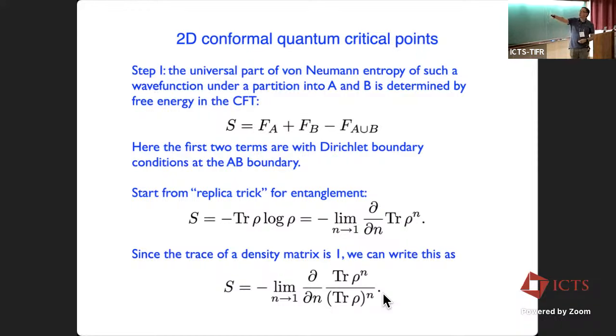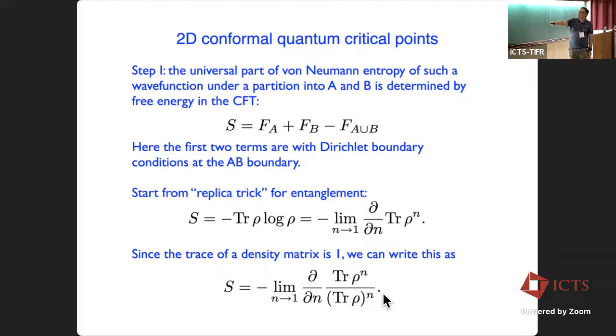Basically, the universal part of the von Neumann entropy of a wave function like that, under a partition into A and B, is going to be determined by the free energy of the conformal field theory that I used to construct the wave function. And it turns out to be related to a standard problem in geometrical aspects of conformal field theory. And as with many such problems, John Cardy was one of the key people in answering it. If you take the free energy for A and B with Dirichlet boundary conditions at the boundary between A and B, and then subtract the free energy of the whole system without the boundary, you get a very universal result that turns out to control a big piece of the entanglement.